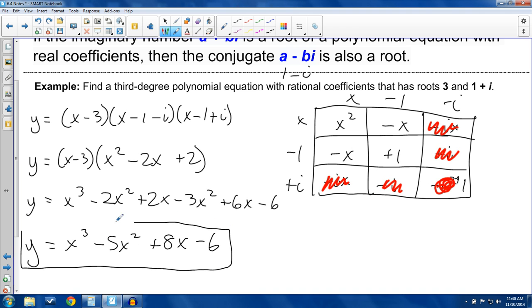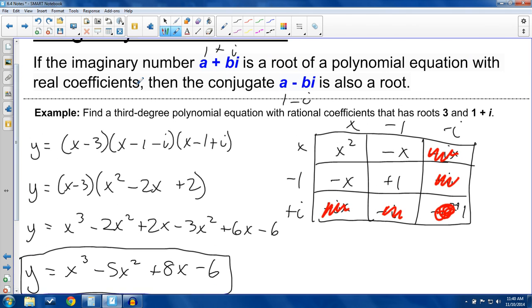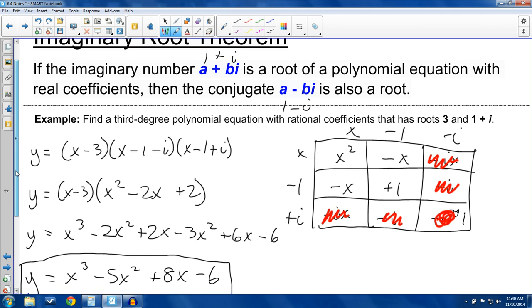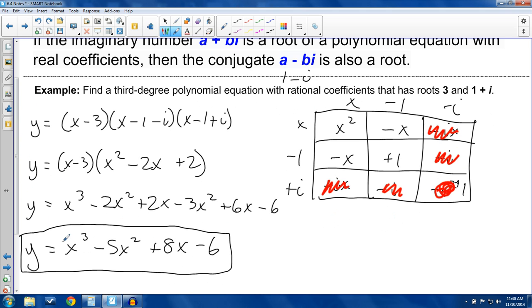So this is the third degree polynomial. This is the third degree polynomial equation. This has all rational coefficients, 1, negative 5, 8, and negative 6. And the roots are 3, 1 plus i, and 1 minus i. And notice how that cleaned up afterward.